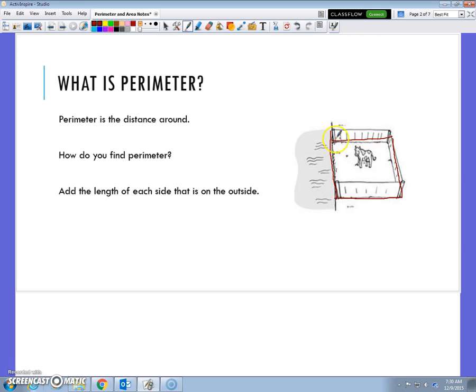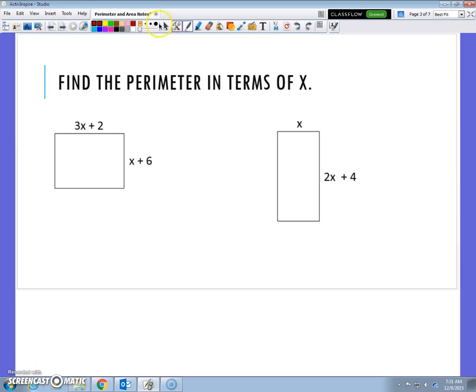Probably wouldn't be 5 feet, probably like 15 feet, 15, 15, 15. But the point is, I wouldn't multiply these numbers together. I would add them because I need this much, and I need this much, and I need this much, and I need this much. So let's take a look at some problems here.